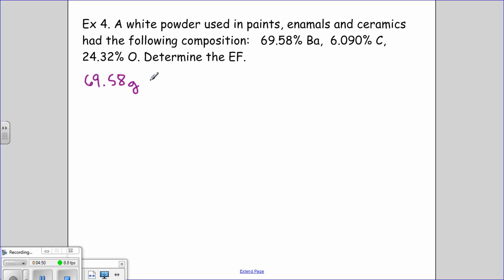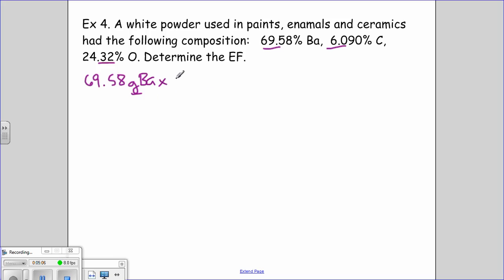So we have 69.58 grams of barium. My first step is to take my grams and go to moles. And I'm assuming a 100-gram sample. Whenever I take all of these, it will add up to 100 because all percents will add up to 100.